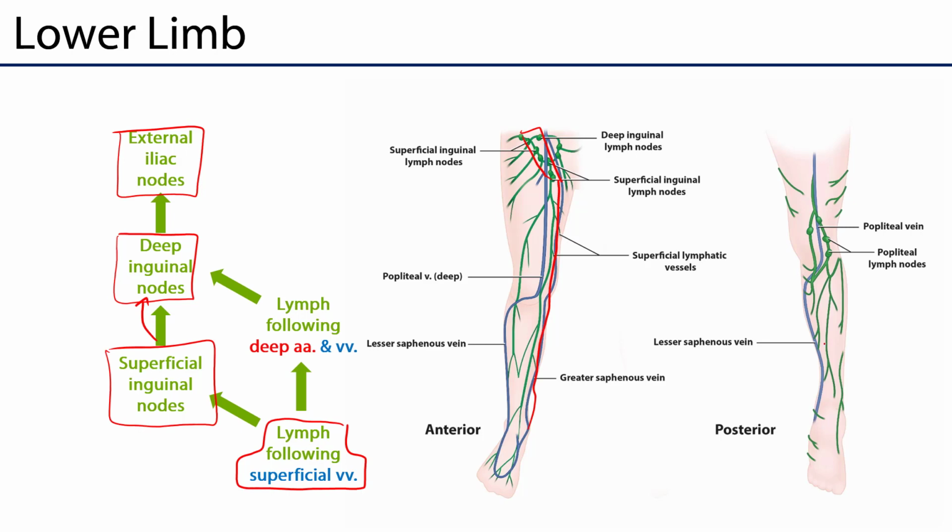Now, some of that superficial lymph, in particular from the small saphenous or the lesser saphenous, is going to dive deep into the popliteal fossa, into the popliteal vein. And so we'll have lymph from the deep lower limbs following both deep arteries and veins. And ultimately, that is ascending into those deep inguinal nodes. So from the deep again to the external, and so on and so forth. So there is a very distinct pattern of lymphatic drainage here.